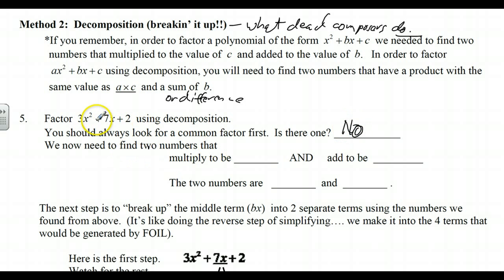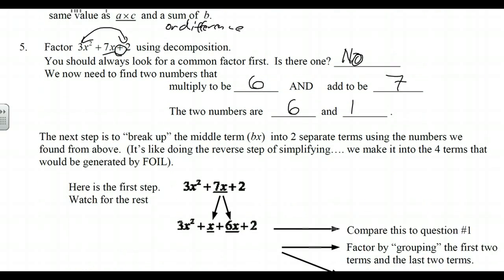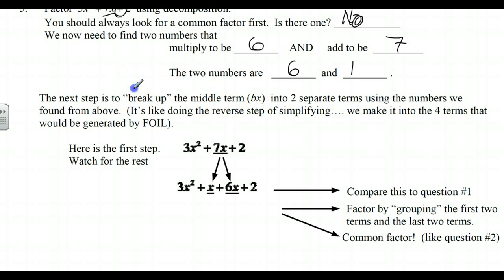You now need to find two numbers that multiply to 3 times 2. So they multiply to be 6. And since this is positive, they're going to add up to 7. So what two numbers multiply to 6 and add to 7? 6 and 1. The next step is to break up, or decompose, the middle term into two separate terms using these two numbers.